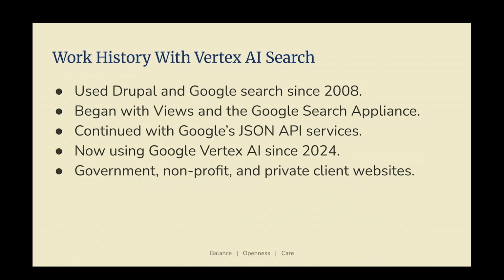Just to give you a bit of background on what I've been doing, I've been using Google and Drupal since 2008. Started out with Views and the Google Search Appliance. I don't know if folks remember that. It was a $30,000 box filled with Google's magic. Continued on when Google started a JSON API for their services. They recently, in 2024, rebranded it as part of their Google Vertex AI system. And I've been doing this work for government, nonprofit, and private client websites.